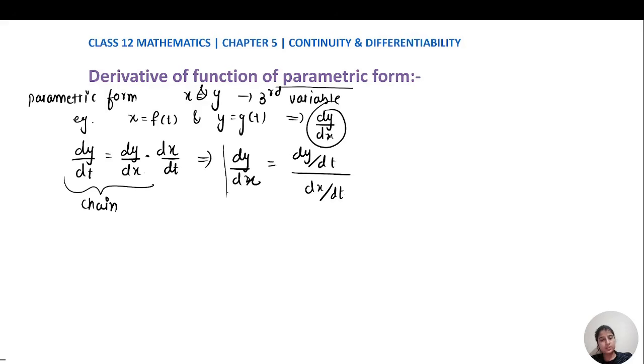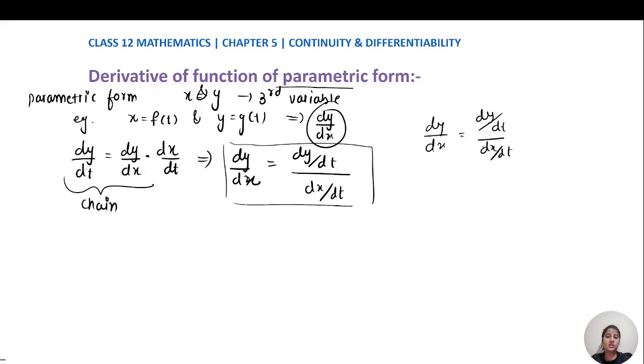Here is a hint on how to learn it and remember it. To find dy by dt, differentiate your upper one with respect to t, because you have y in terms of t. Differentiate your lower one with respect to t only. Then the dt parts cancel, and you are left with your dy by dx. So differentiate your upper one with respect to the third variable t, differentiate your lower one with respect to t, then you will get your dy by dx. Now let me explain with an example.